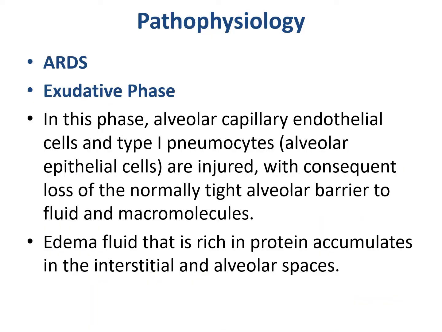Exudative phase of RDS. In this phase, alveolar capillary endothelial cells and type 1 pneumocytes, the alveolar epithelial cells, are injured, with consequent loss of the normally tight alveolar barrier to fluid and macromolecules. Edema fluid that is rich in protein accumulates in the interstitial and alveolar spaces.